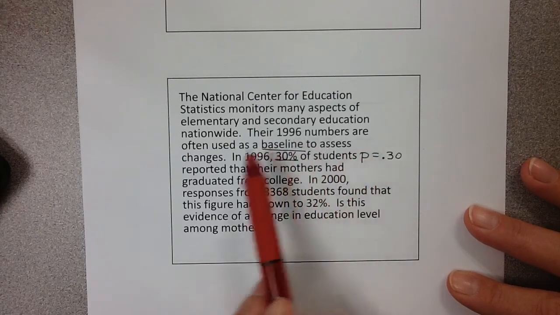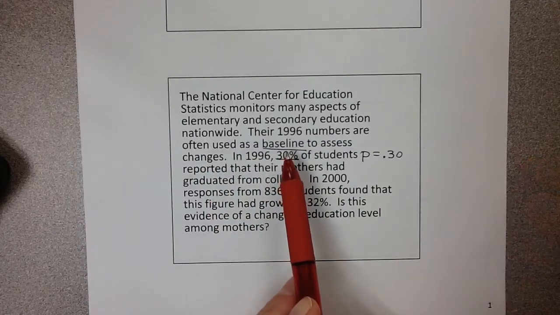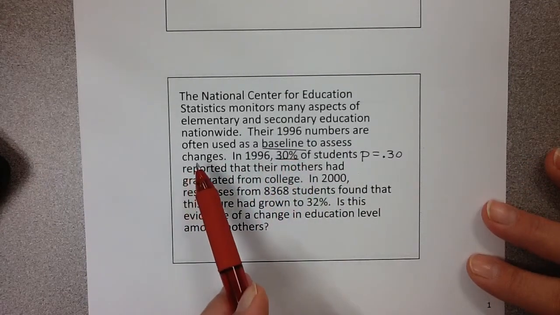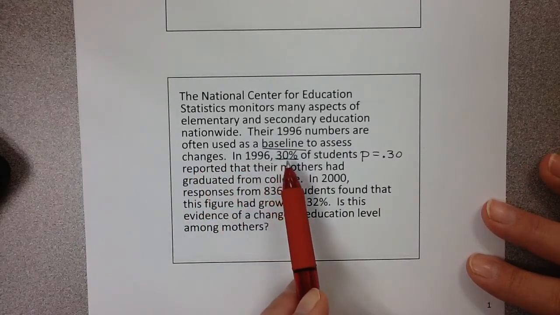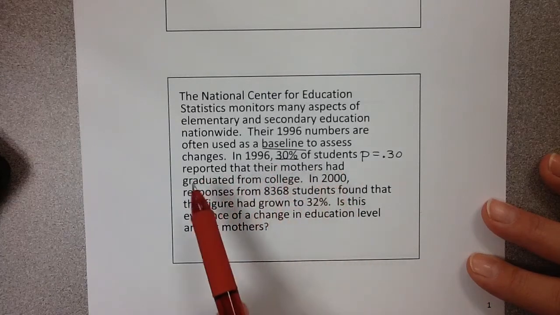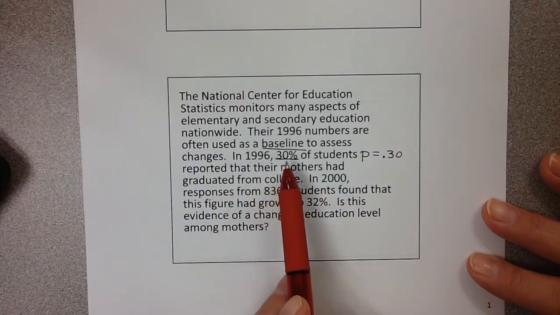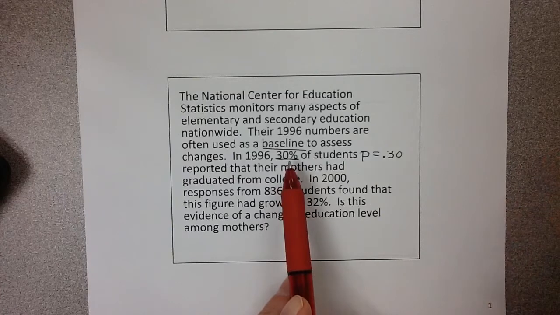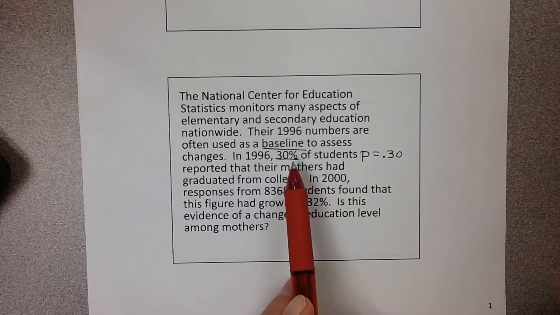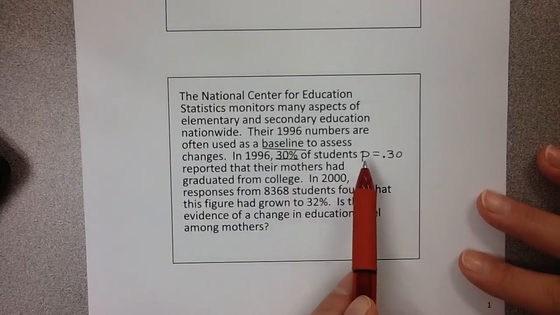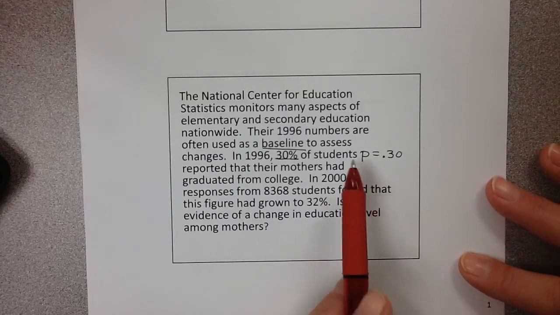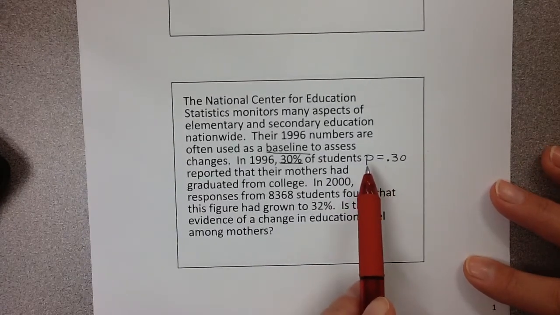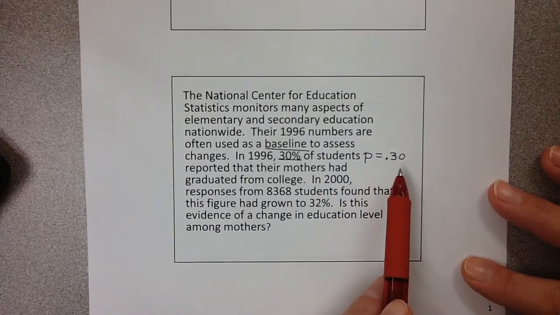So we have this situation where an educational organization, monitoring organization, collects data for public education, and they use 1996 numbers as a baseline, so it's sort of a status quo to assess changes. In 1996, 30% of the students reported that their mothers had graduated from college. So we're going to think of that as what everything's based on, sort of the status quo. So there's our claim for the population parameter. So the proportion of successful mothers graduating from college is 30%.